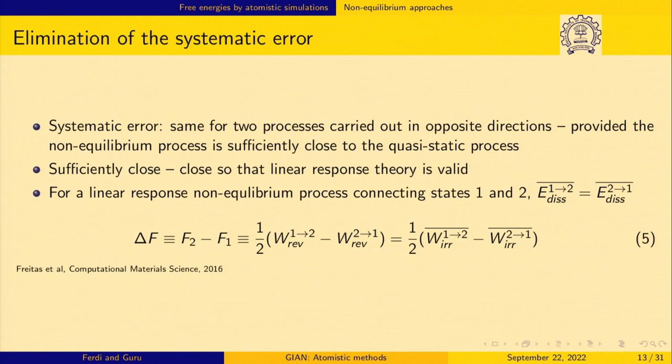This is true only if the arbitrary non-equilibrium process that you are choosing is quite close to the quasi-static process. In other words, there are non-equilibrium paths that you can take in which, if you go in one direction and then in the opposite direction, the heat dissipation exactly cancels out. Now, how close is sufficiently close? That is the region where the linear response theory is valid. Okay. Now, what is linear response theory?